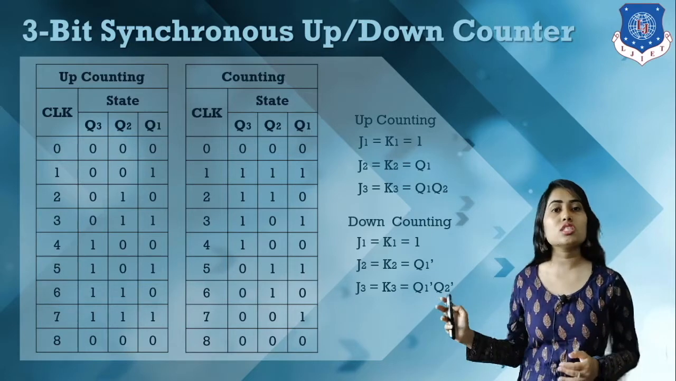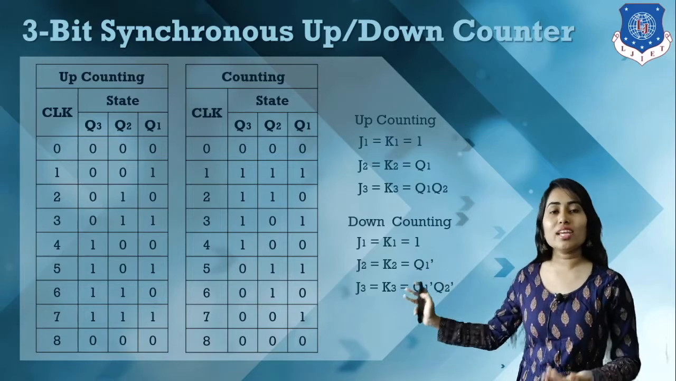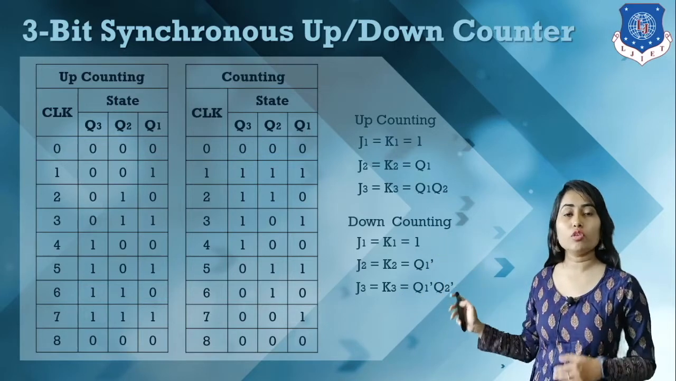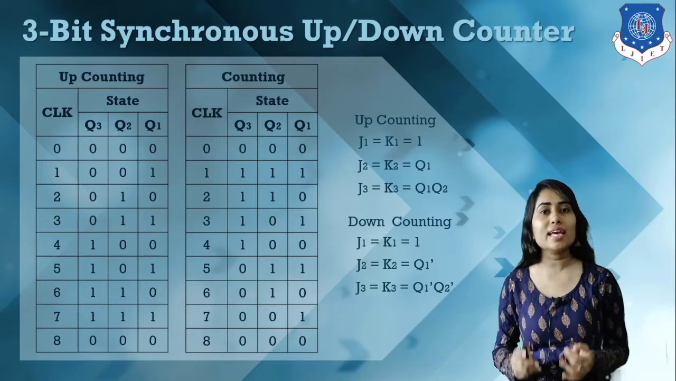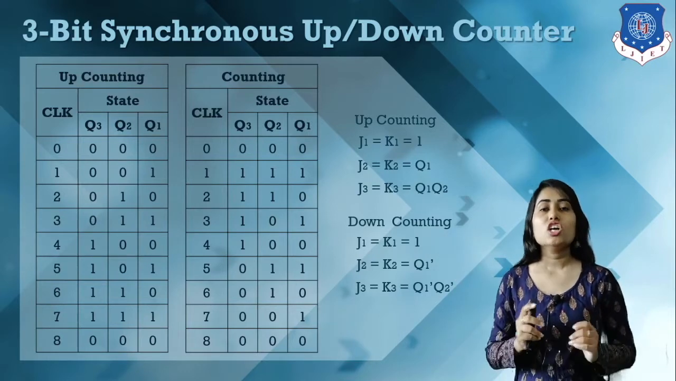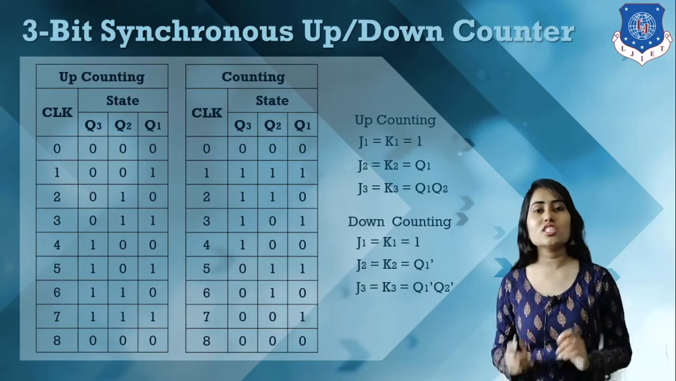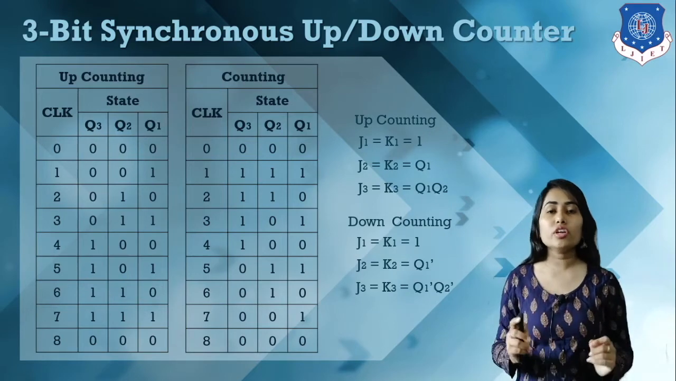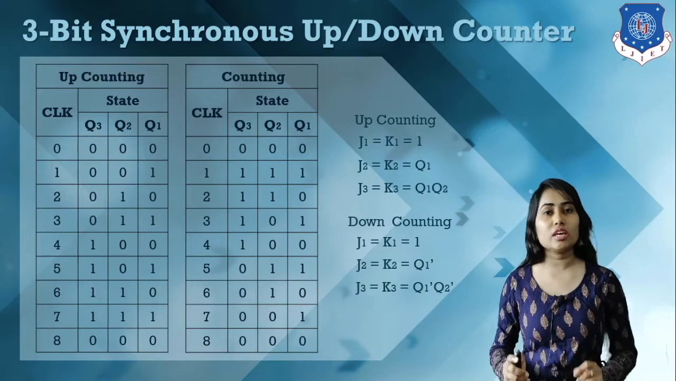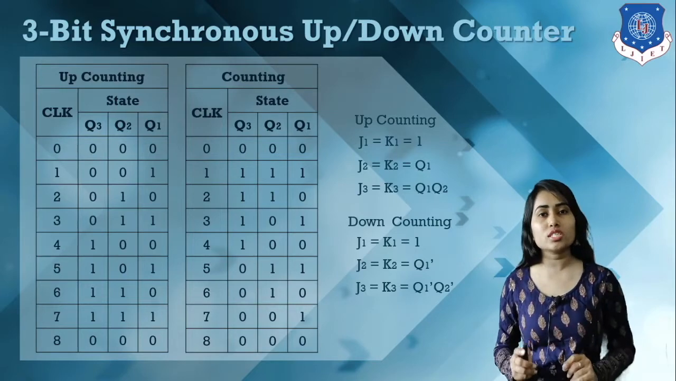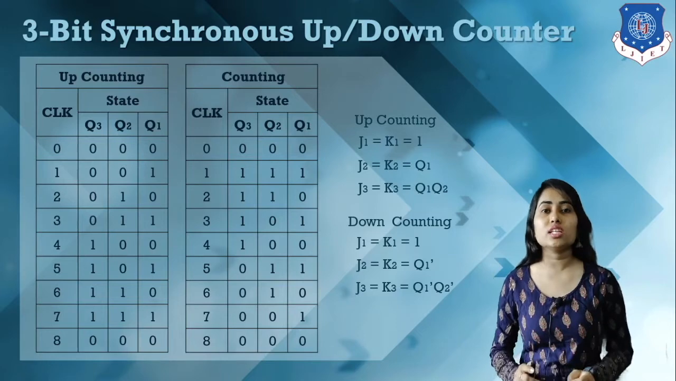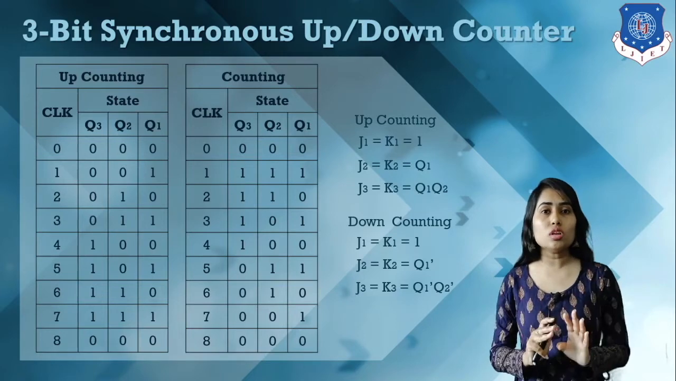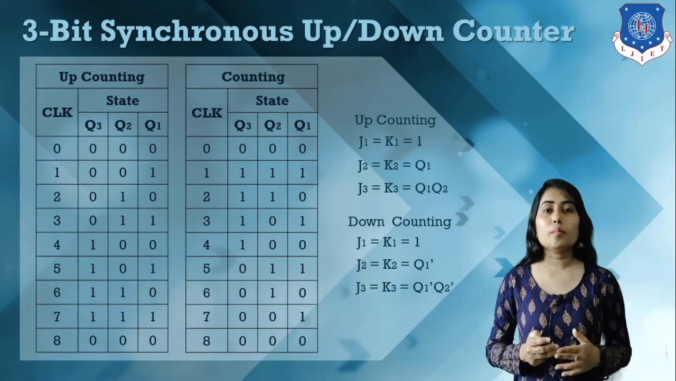Okay, so here we have up counting and down counting, and here we have the values for up counting and down counting. For up counting we have to apply J1 K1 equal to 1, J2 K2 equal to Q1, J3 K3 equal to Q1 into Q2, and for down counting we have to apply J1 K1 equal to 1, J2 K2 equal to Q1 dash, J3 K3 equal to Q1 dash into Q2 dash. Now using these two logics we can design an up and down counter.